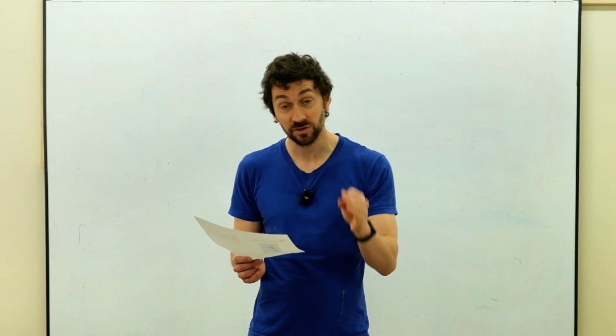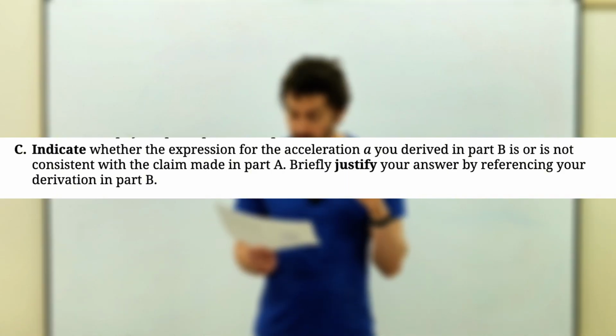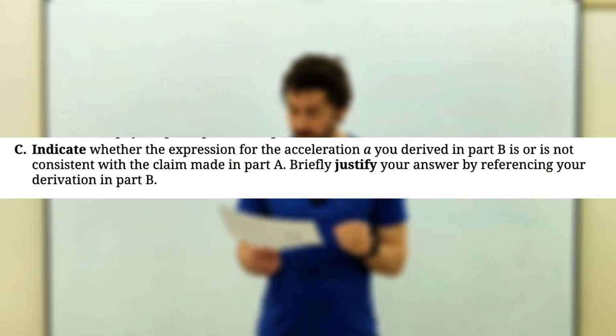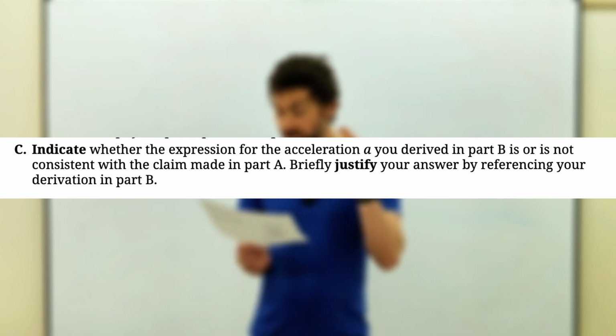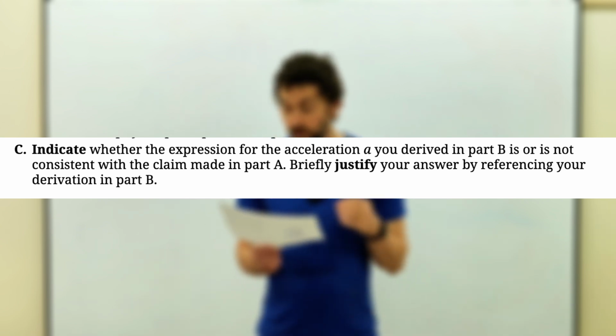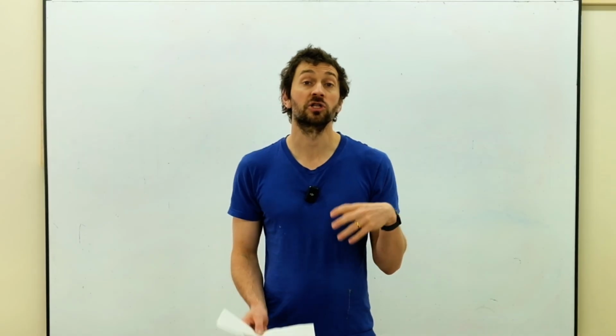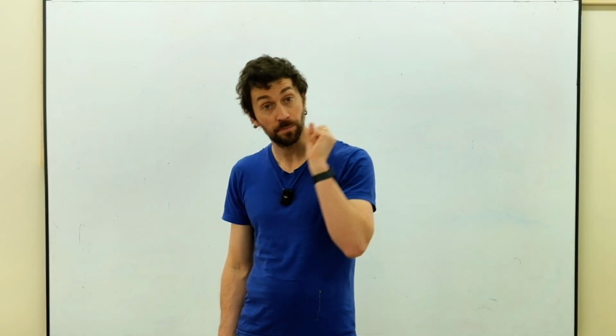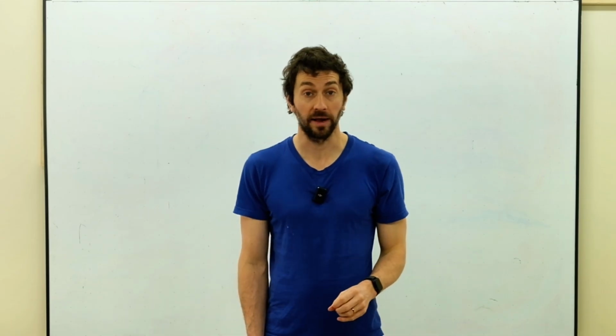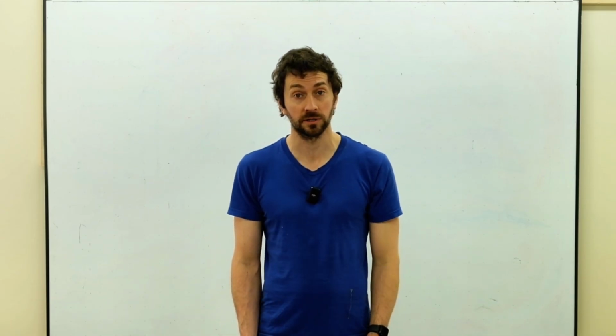And C is where we connect them. Indicate whether the expression for the acceleration a you derived in part B is or is not consistent with the claim in part A. Briefly justify your answer. So you're going to talk about the math you did in part B and say how it supports what you said in part A. And that's how question 4 works.